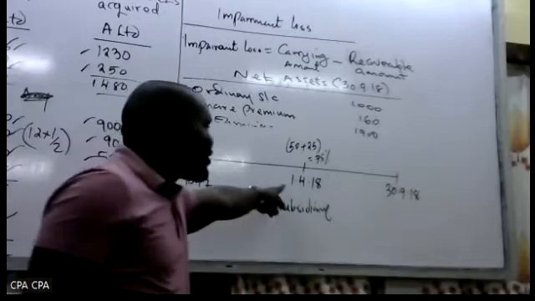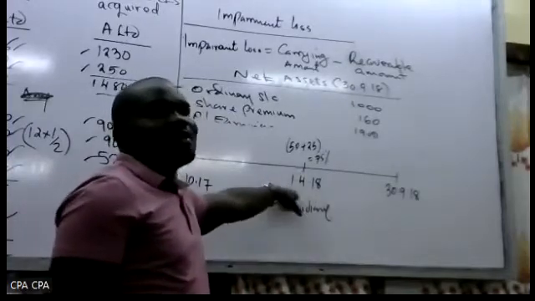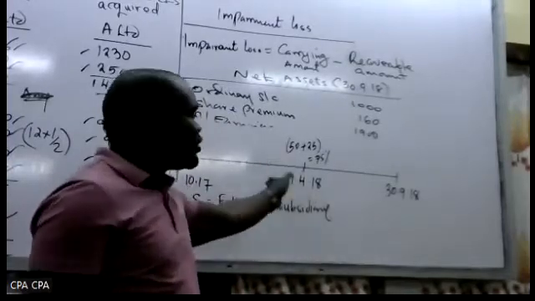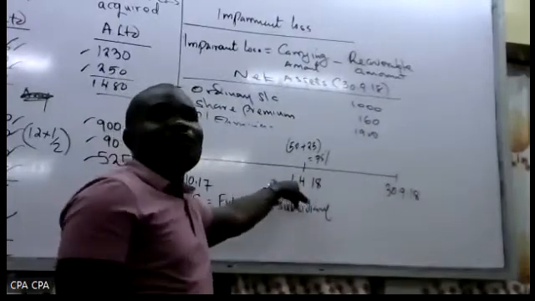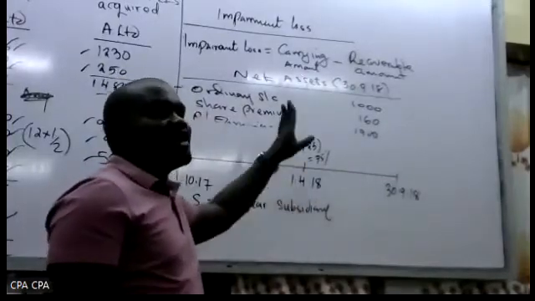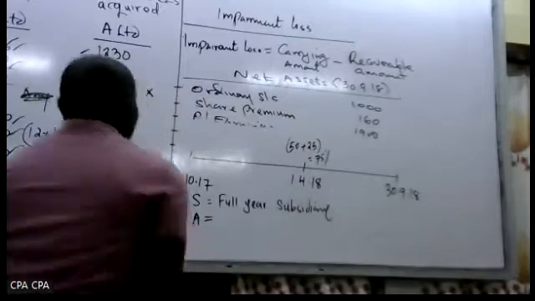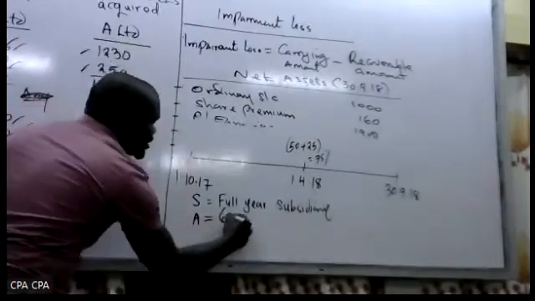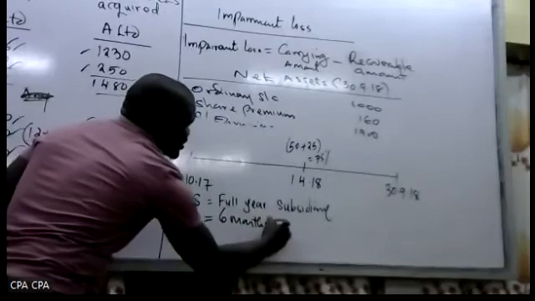If it were the 30th, then it means April is not included. You count from May, so be very keen with the months. So 1st April inclusive, so 6 months. So A is equal to 6 months. 6 months what?